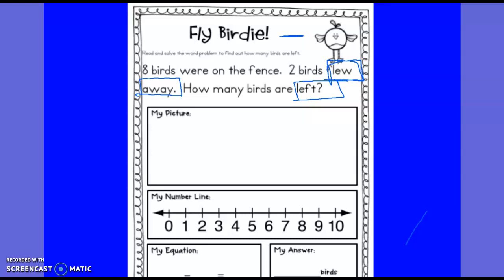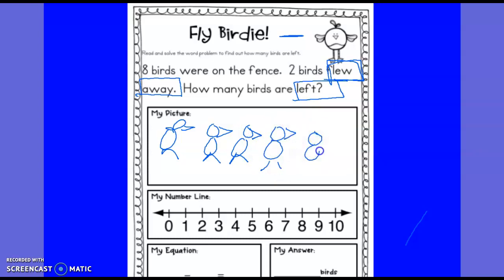So first there were 8 birds. We talk a lot in class about drawing representations instead of drawing detailed pictures for math. These are just representations and they should be drawn quickly. 4, 5, 6, 7, 8.